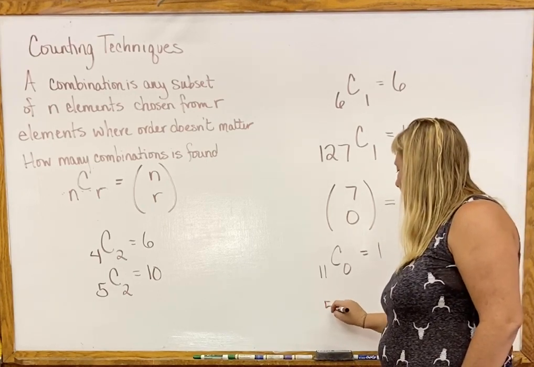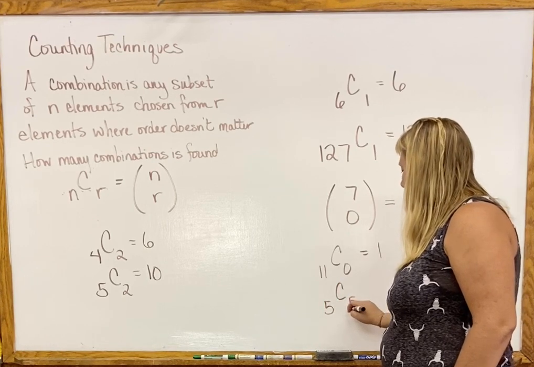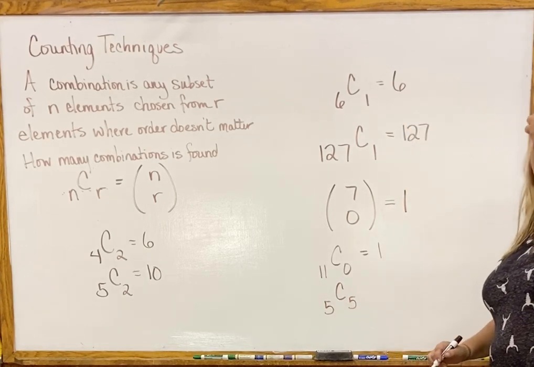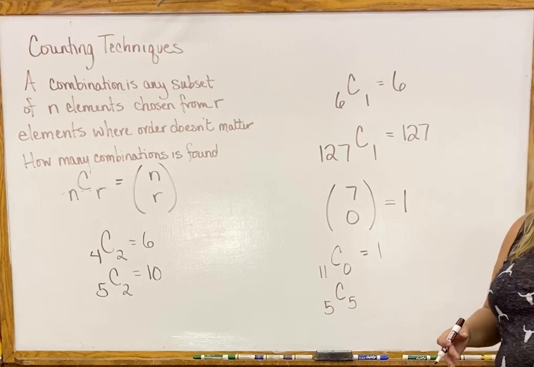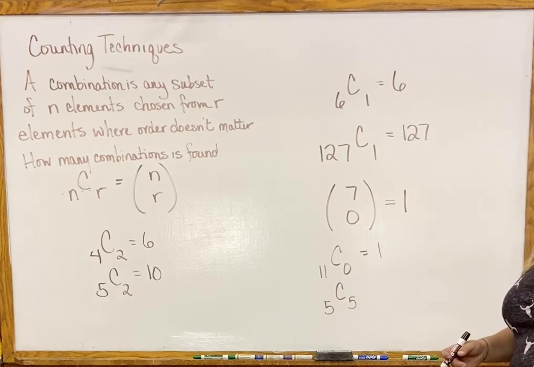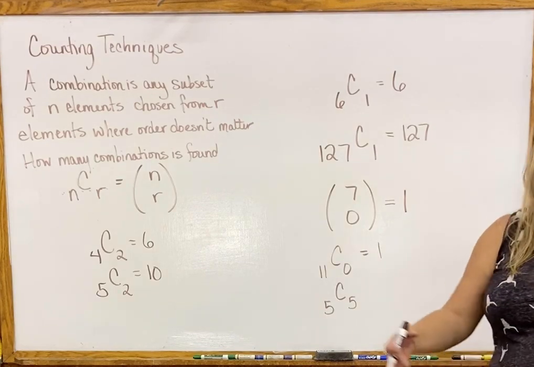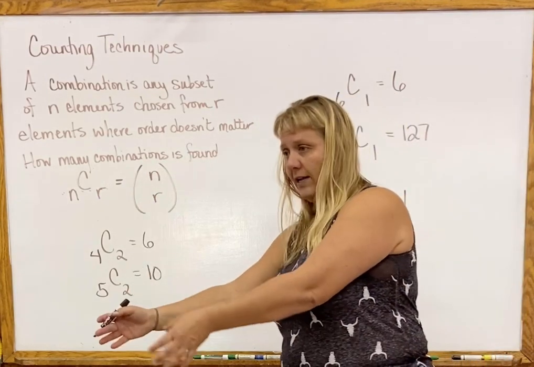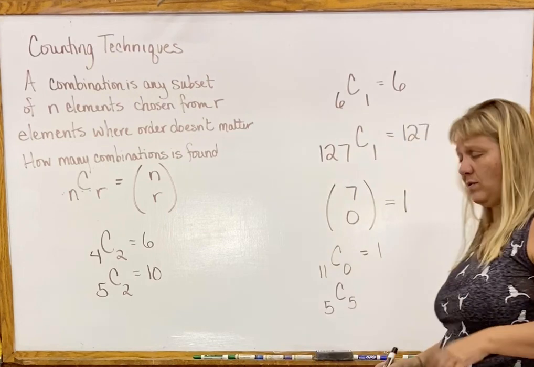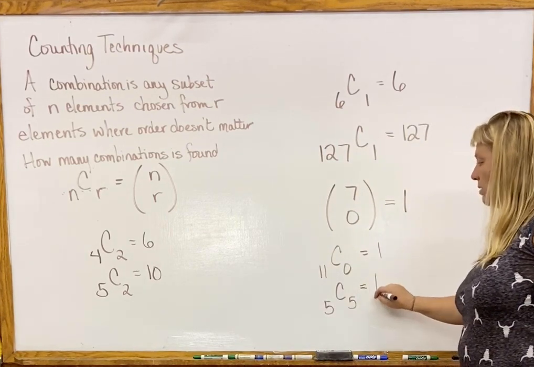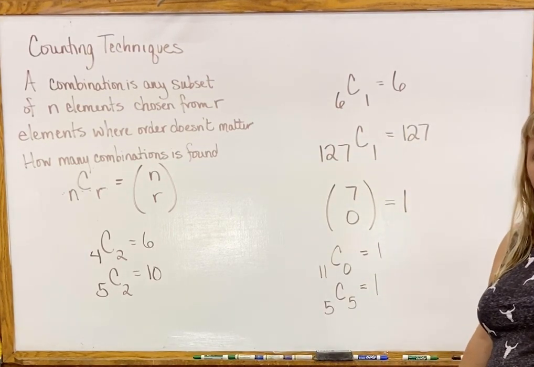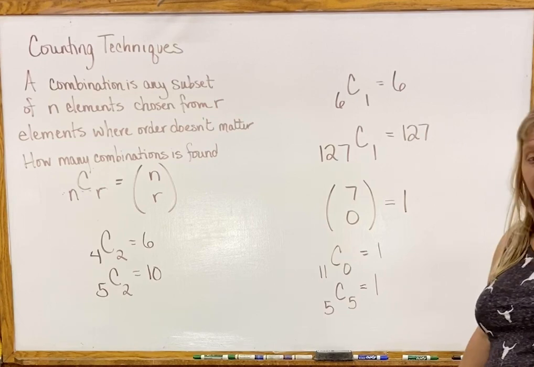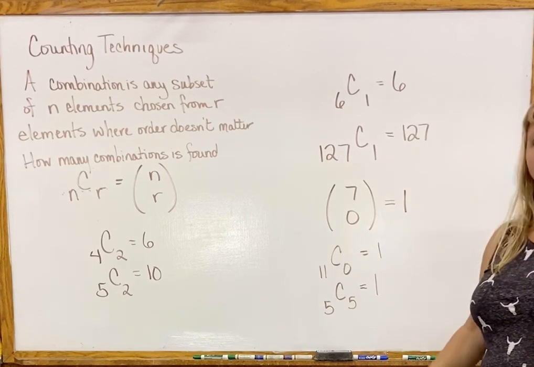Now, how about 5 choose 5? There are 5 people in the club, but you need all 5 people for the bake sale. So all 5 people sitting here are going to go right over here and do the bake sale. How many ways can we do that? That one is also going to be 1. There's one way. You all say, okay, let's go do the bake sale. You do it together.